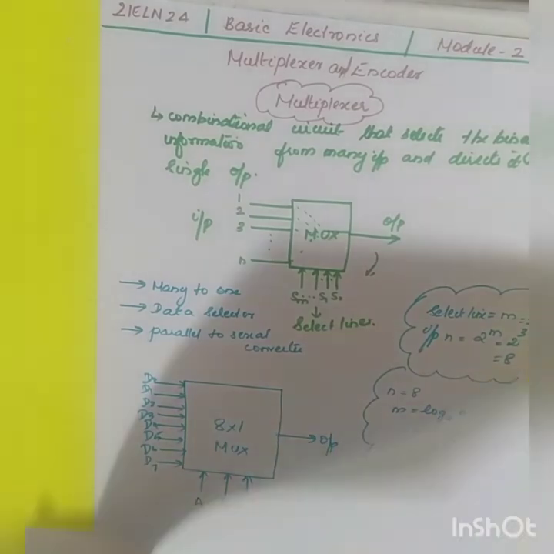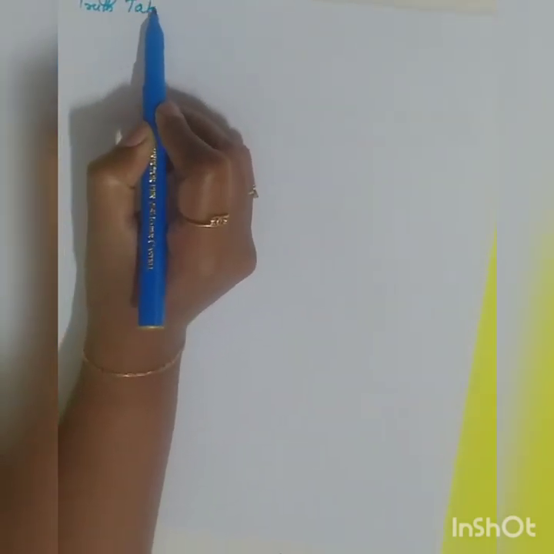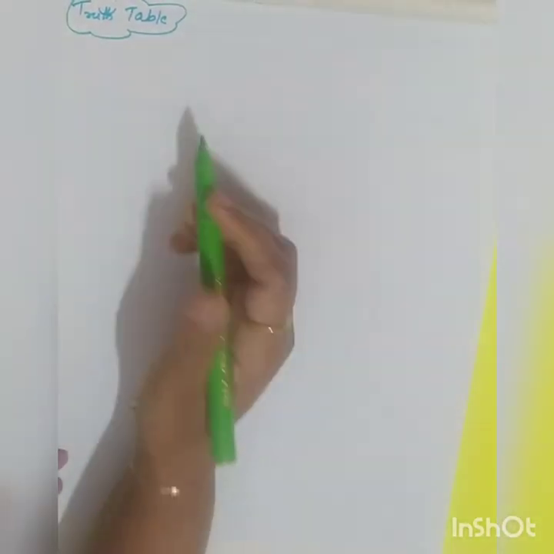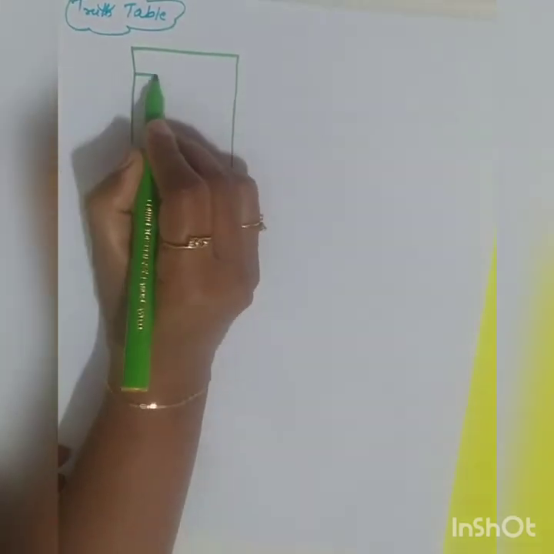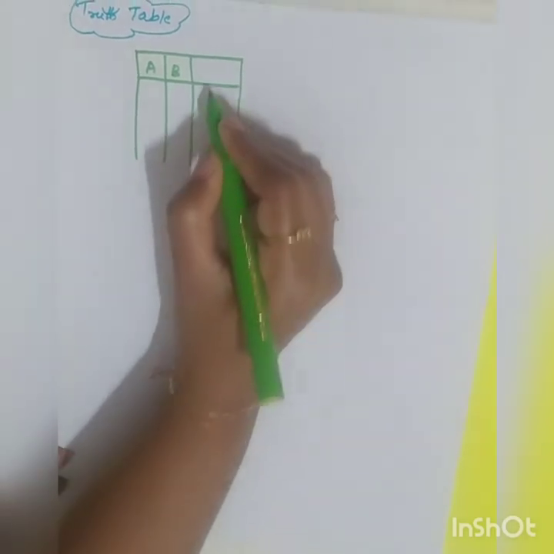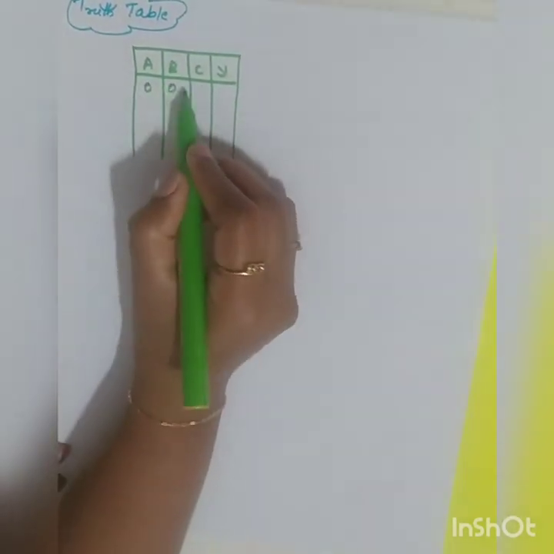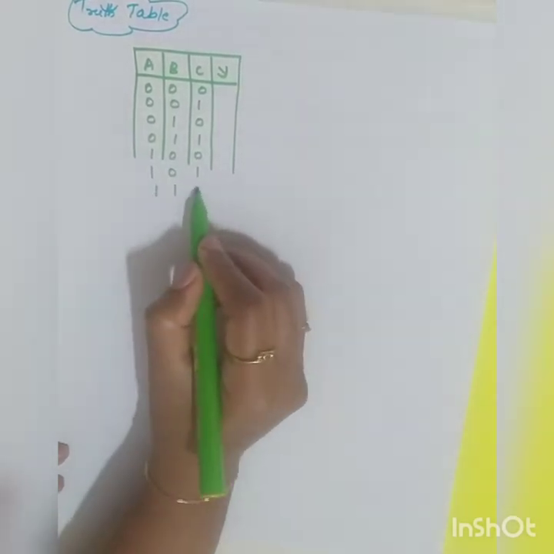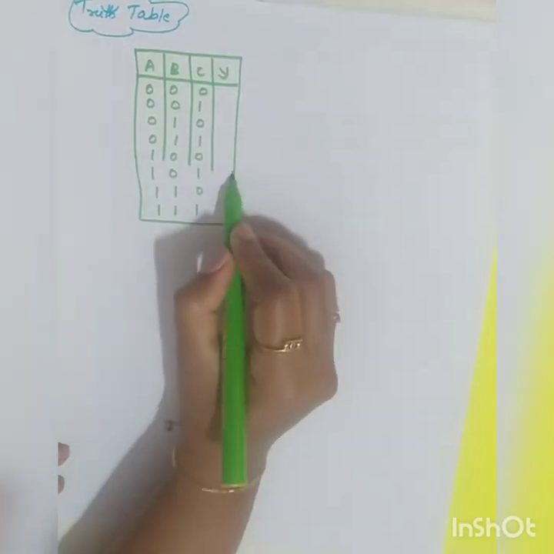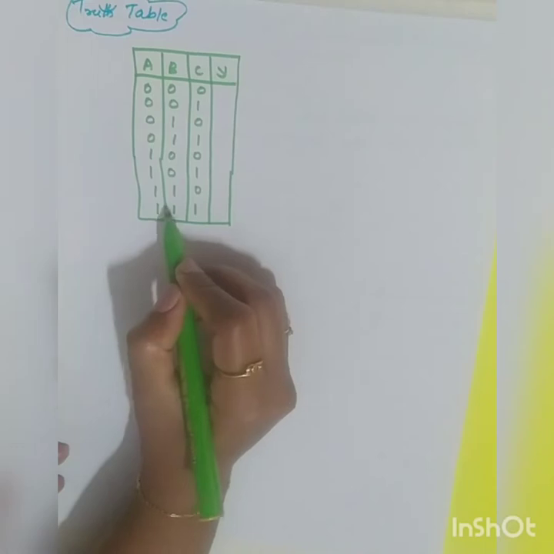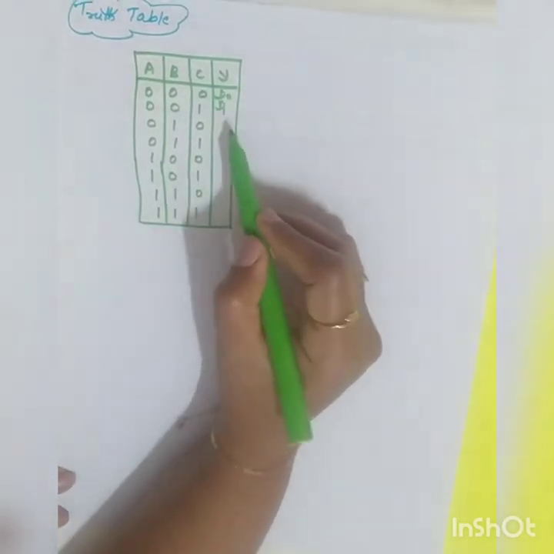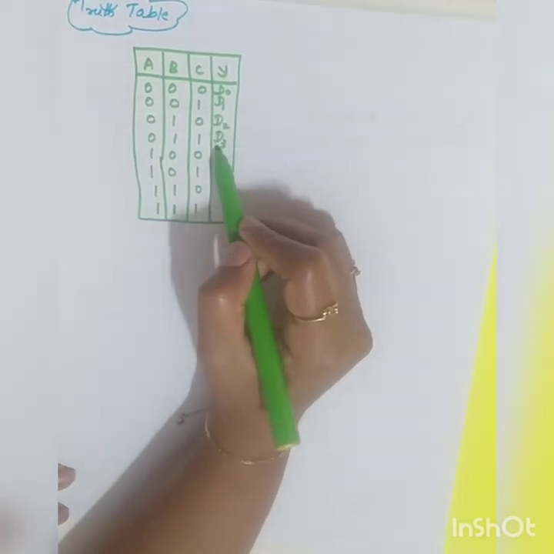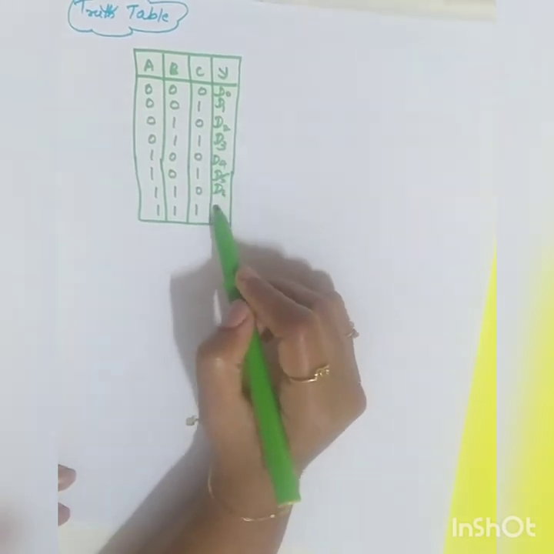Okay, so now you are going to form the truth table of the multiplexer. You have 3 select lines, so what will be your combinations? A, B, C and your output Y. The combinations are 000, 001, 010, 011, 100, 101, 110 and 111. What will be the corresponding output? For the binary code 000, data D0 will be selected, then D1. For 010, D2, and it goes on: D4, D5, D6, D7.